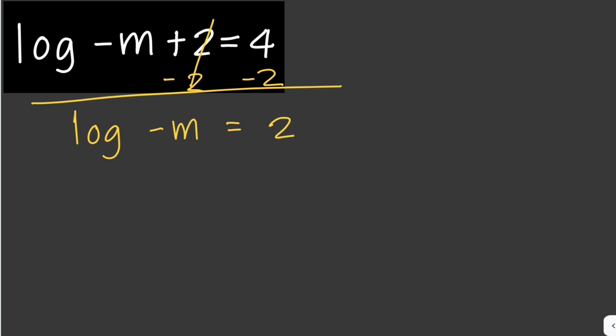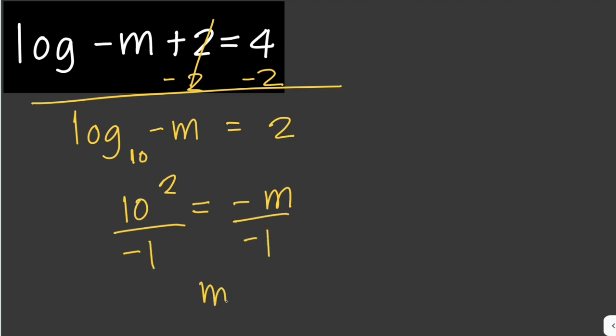Then since the base here is not given, it's understood that it's a common logarithm and the base is equal to 10. And then we can write this into an exponential form. So this is 10 squared equals negative m. And then we divide both sides by negative 1. Therefore, m is just equal to 100.